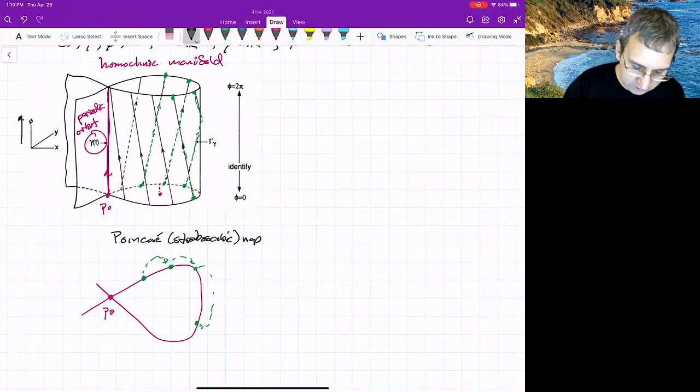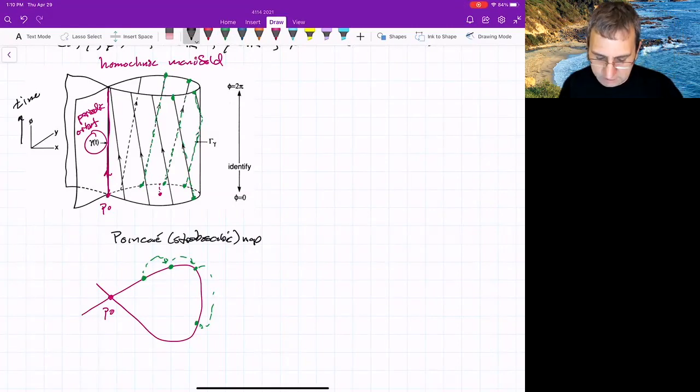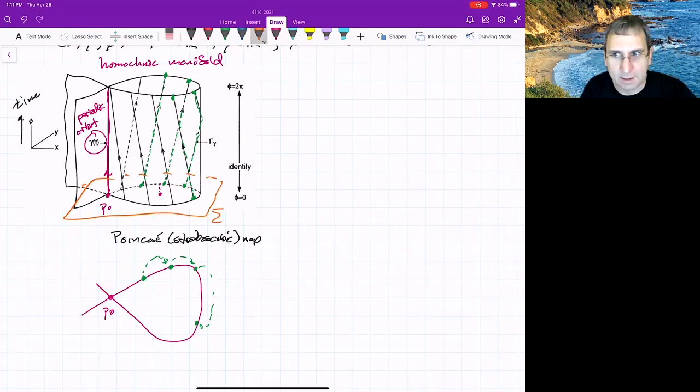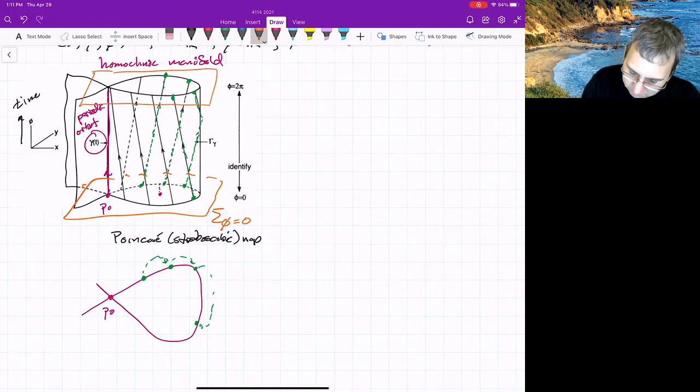So this phi axis is the same as time. We identify the top and the bottom. So the Poincaré or stroboscopic map, if we were to think of it in terms of everything happening down here, we would call this a Poincaré surface of section at a phase of 0. And then up here is a Poincaré surface of section.